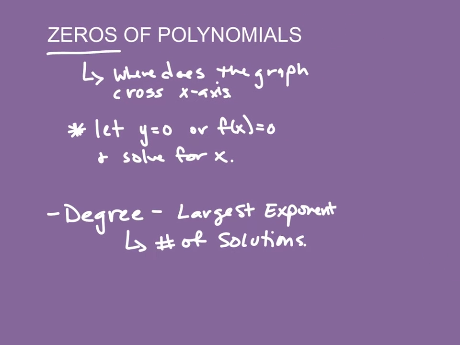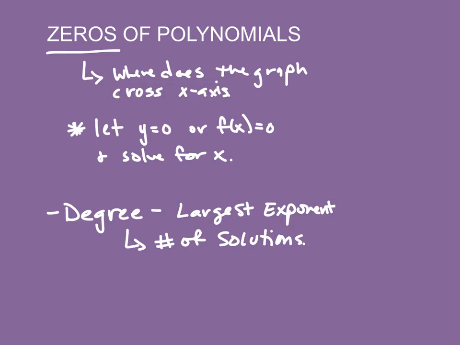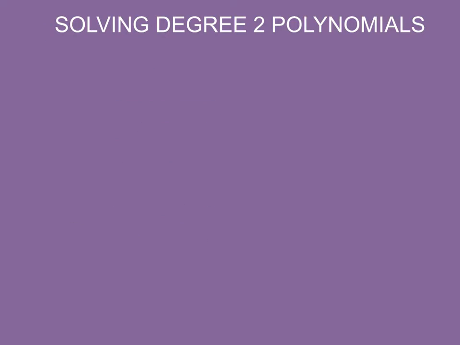So what we're doing, we are trying to figure out where the graph crosses the x-axis. We let y equal 0 or f of x equals 0 and solve for x. The degree tells us the number of solutions. We're going to start with degree 2 and work our way up to degree 3 and then higher order degree polynomials. The first one I want to talk about is solving degree 2 polynomials.